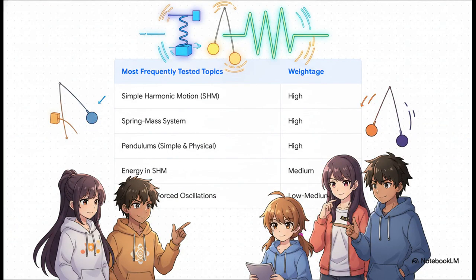Okay, this slide right here, this is your strategic guide. Just look at where the high weightage is. Simple harmonic motion, spring mass systems, and pendulums. These are your heavy hitters, your top priorities. This is where you need to focus your energy. Damped and forced oscillations, yeah, they're important, but you can see they show up less often, so you can plan your time a lot smarter.